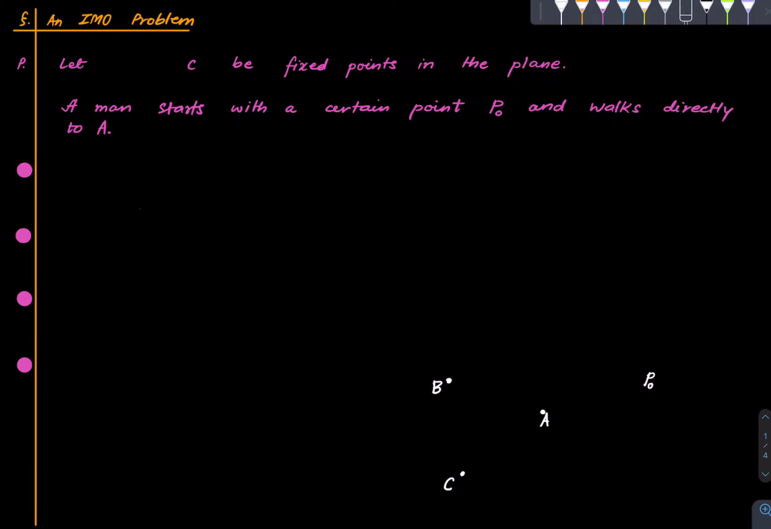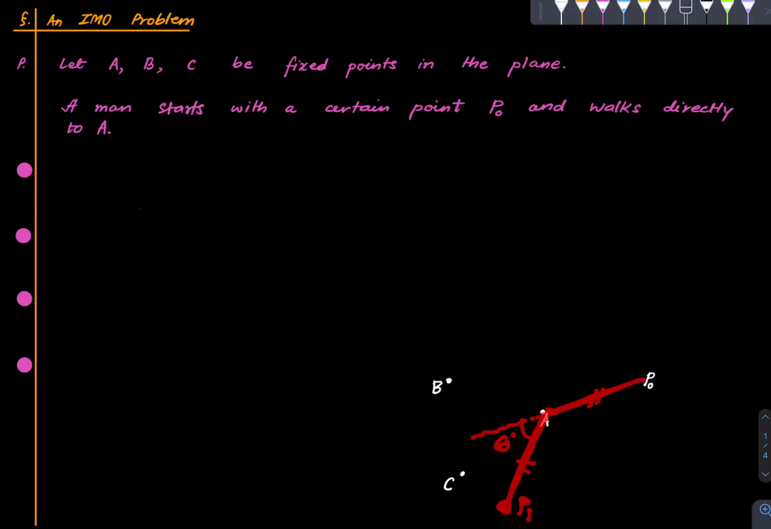So, fix 3 points A, B, C in the plane. So, 3 distinct points are shown here. And a man starts at a certain point P0, which is shown here, and walks directly to A. And then what does he do? He turns by 60 degrees, and so if you draw this dotted line and let's say this is the 60-degree angle, then he walks in this direction so that these two things are equal. So he reaches a point P1 such that this distance is the same as that distance.